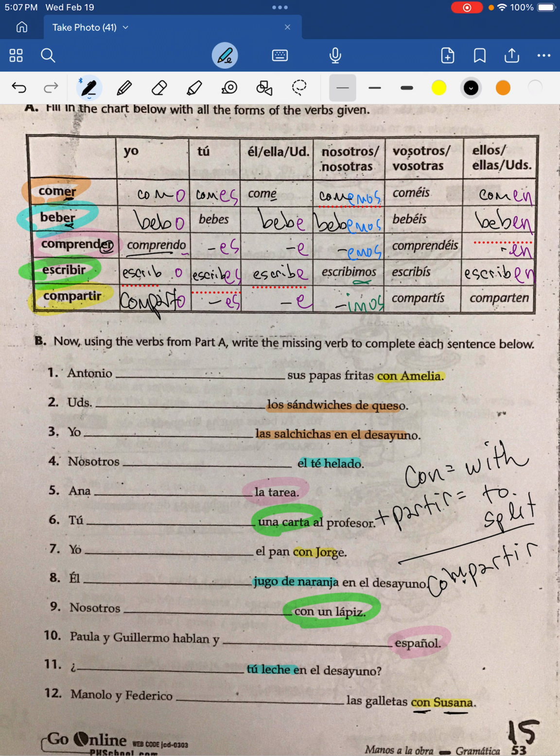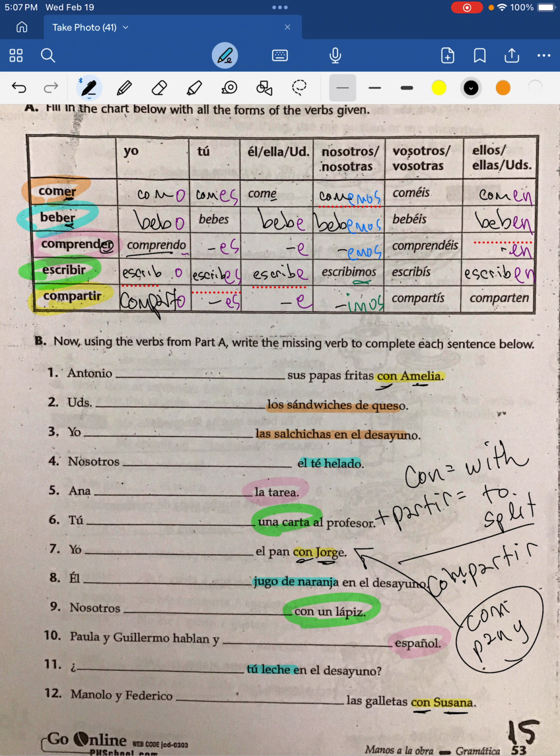So we're sharing the cookies, we're splitting them with Susana, we're sharing our bread with Jorge, and el pan, to share bread. To share bread, con pan. You know what that gives us? Company, with whom we share our bread. It's like keeping company with Jorge. Kind of cool how that one works too, one of my favorites.